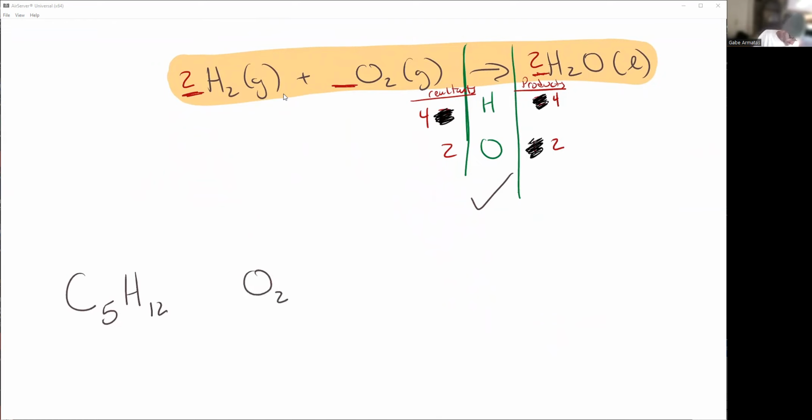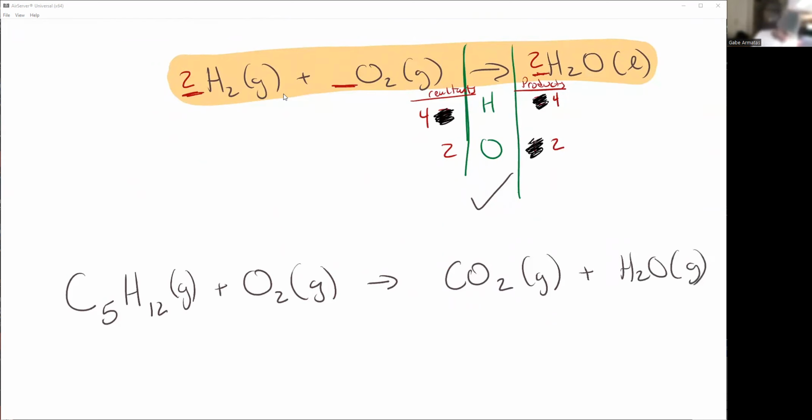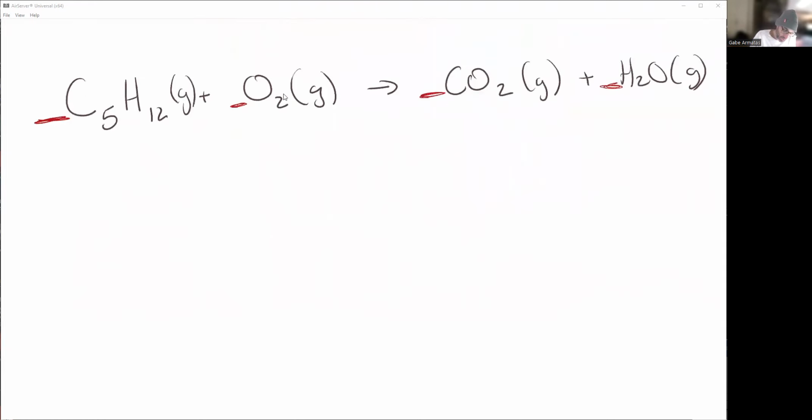C5H12O2, and this is a gas, let's say, plus O2 gas, is going to give me CO2 gas and water as a gas. Again, the only thing I'm allowed to change are coefficients. Okay, so we're only allowed to change coefficients.